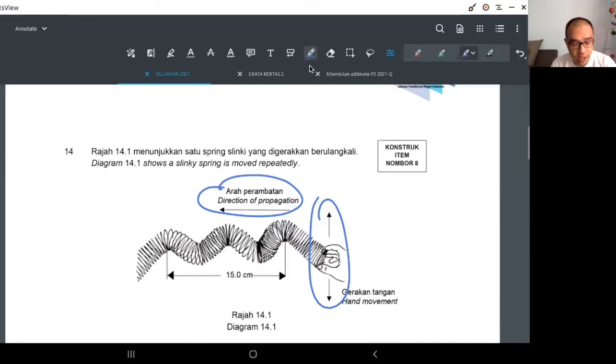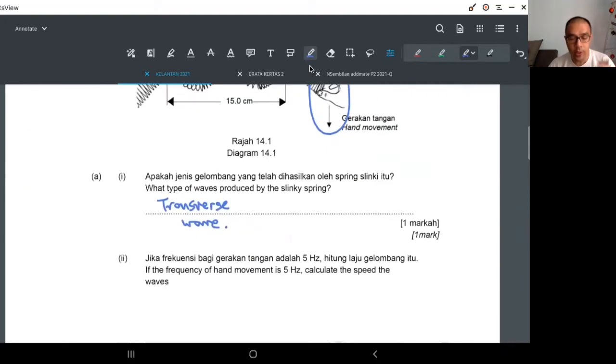The opposite of a transverse wave is a longitudinal wave. Okay, longitudinal wave is where if you take the slinky, you bergerak depan belakang, the wave also go depan, the wave goes this way lah, but the vibration is this way. Okay, depan belakang. Now, another possible answer to this, because of your new syllabus, you can also call this a progressive wave. Okay. Progressive wave. The opposite of a progressive wave is a stationary wave.